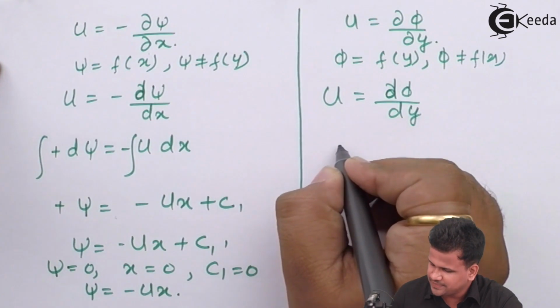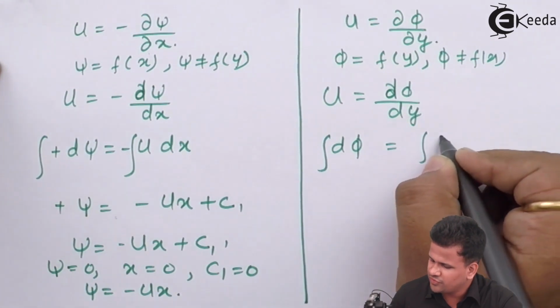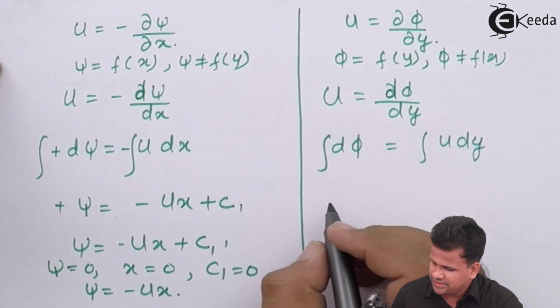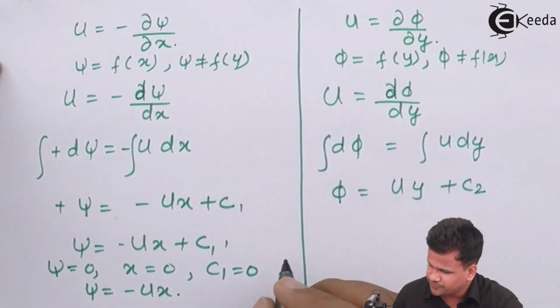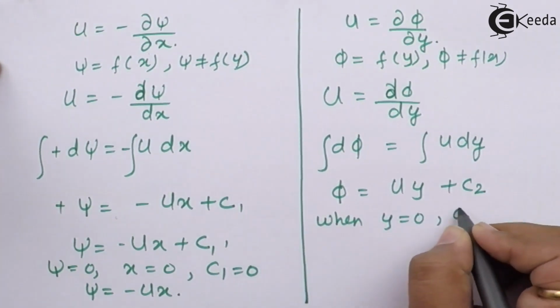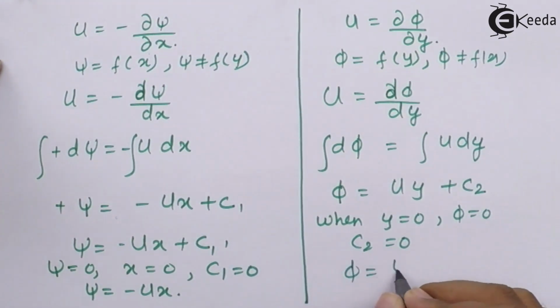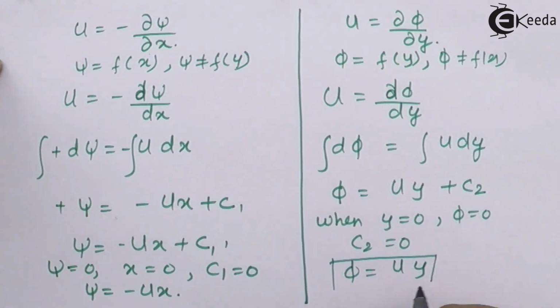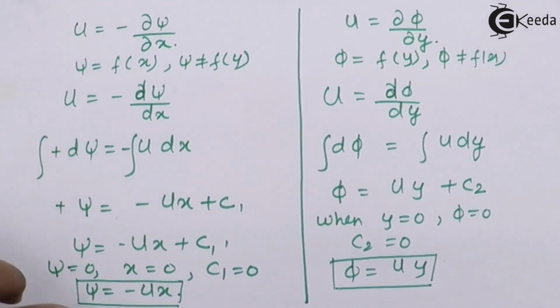If you cross multiply this, integral of d phi is equal to integral of U dy. If you integrate this, then phi will be equal to Uy plus c2. So when y is equal to 0, we get phi is equal to 0. Similarly, c2 is equal to 0. So hence over here, phi will be equal to U times y, and psi will be equal to minus of U times x.